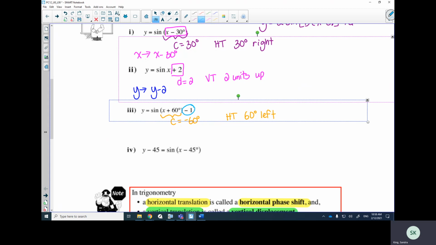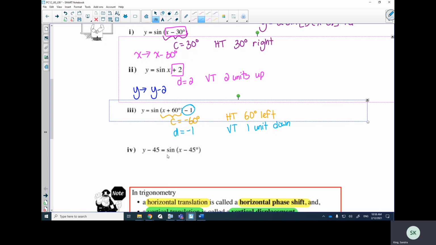This -1 is not my K parameter anymore. In trig, that becomes my D parameter. So D is equal to -1, and that is a vertical translation, 1 unit, tell me the direction, down. So you would never say -1 units down, right? You're moving 1 unit down.